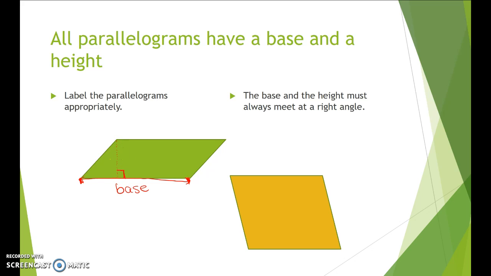And if you're not super comfortable with the idea of what a right angle and 90-degree angle is, we'll talk about that on our hands-on geometry day on probably February 10th. And so this is the base and this is the height.